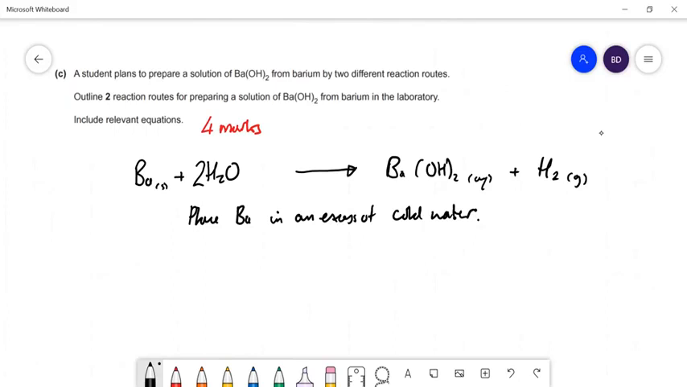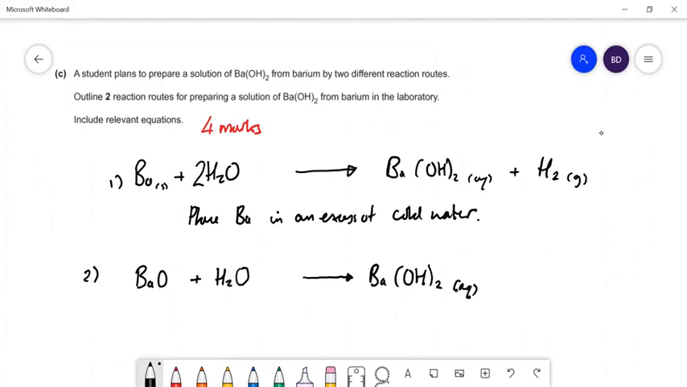That'll do it. The other way of doing it, so that's method 1, is you can react barium oxide with water. Barium oxide will react with water, as all of the group 2 oxides will react with water to an extent. Magnesium oxide, not that much, because the product is very insoluble. Barium oxide reacts with water to form barium hydroxide, and that is balanced, so we don't need to do anything there.